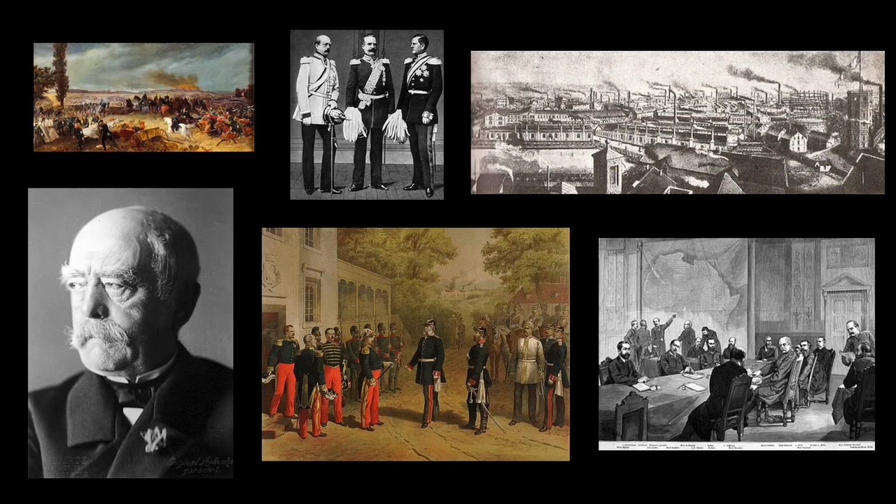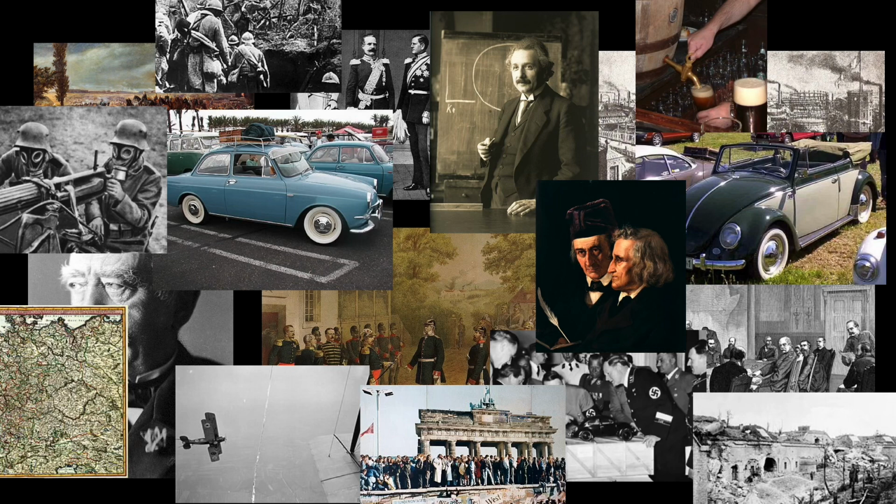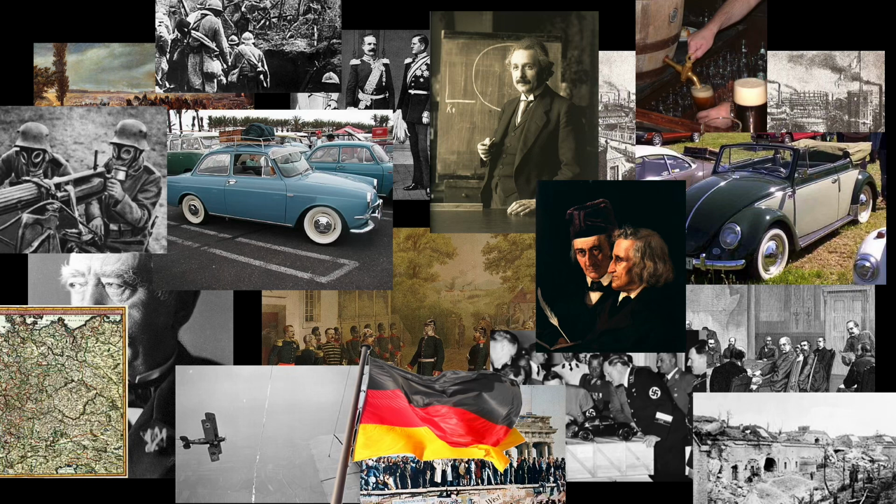Germany is a country responsible for many things, from modern industrialization in the 1800s to the home of Albert Einstein and the creator of the Volkswagen. Germany is also infamously known for holding leading roles in both world wars. Now, what I want to know is, how did all of this happen?